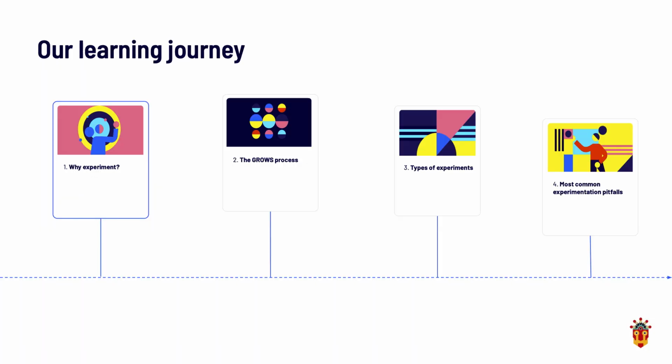Today, this is how our learning journey is going to look like. We're going to start with why experiment in the first place, and then we'll move on to the G.R.O.W.S process, which is the framework and the process that will help us experiment and make sure that we set every single step in order to experiment later. And then we're going to move on to types of experiments. We'll see what are the different types that we can try, and the most common experimentation pitfalls, or just some advice from me to you guys on some things that you shouldn't be doing.